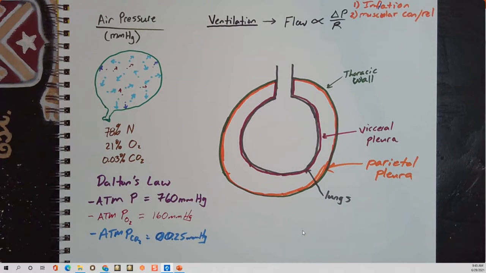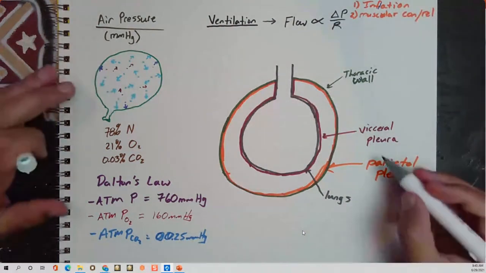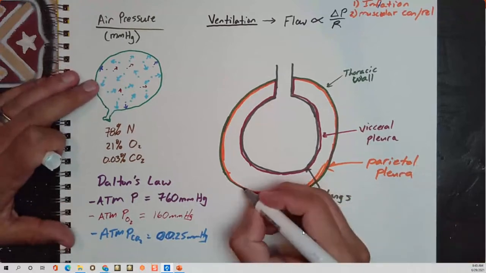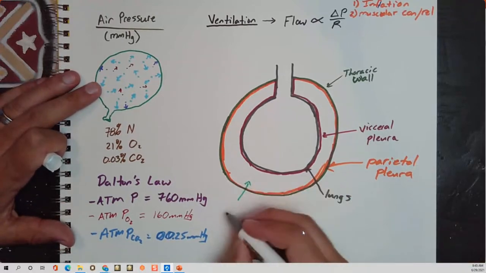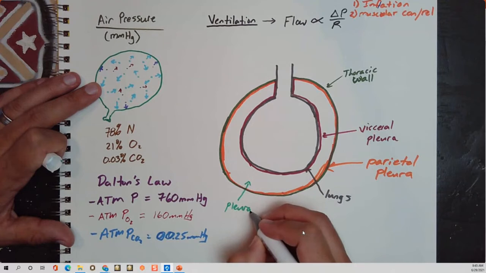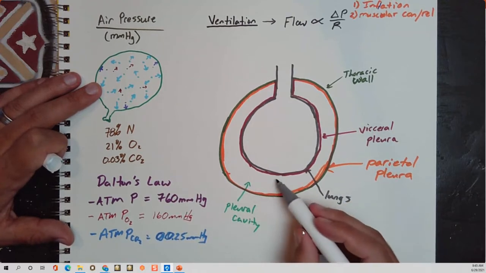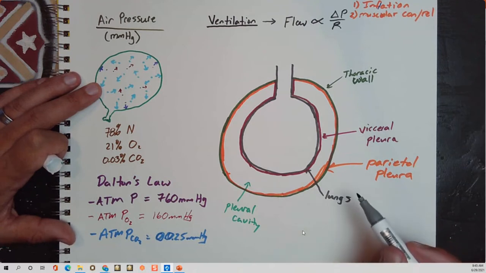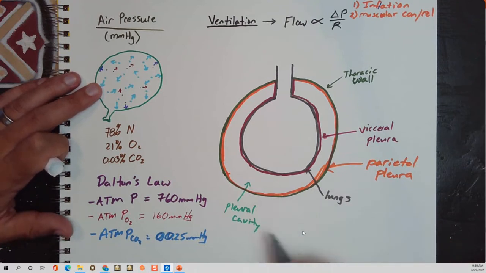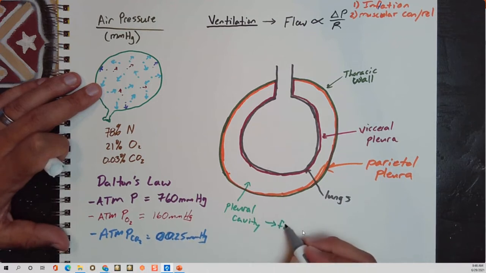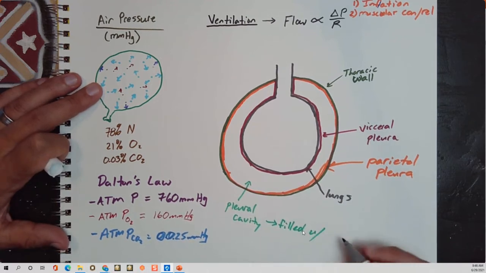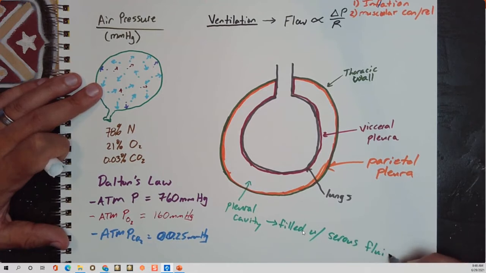Sweet. Now, there's a space in between the visceral pleura and the parietal pleura, and this is the pleural cavity. In this pleural cavity, since it's the space in between two serous membranes, something that makes serous membranes unique is the secretion of serous fluid. So this pleural cavity is filled with serous fluid.